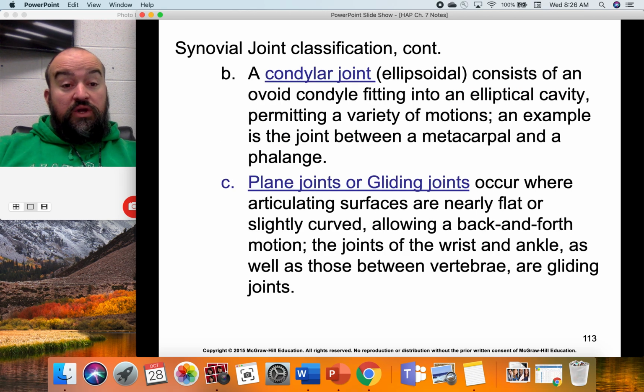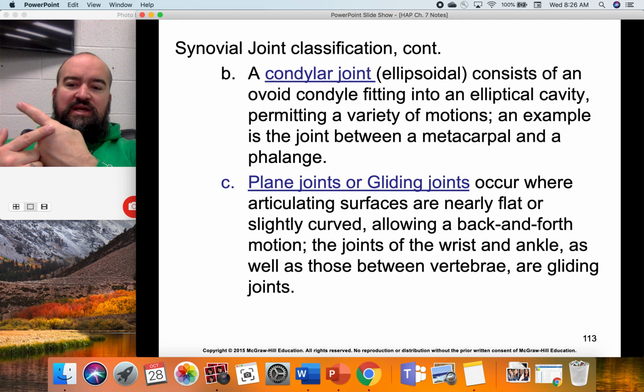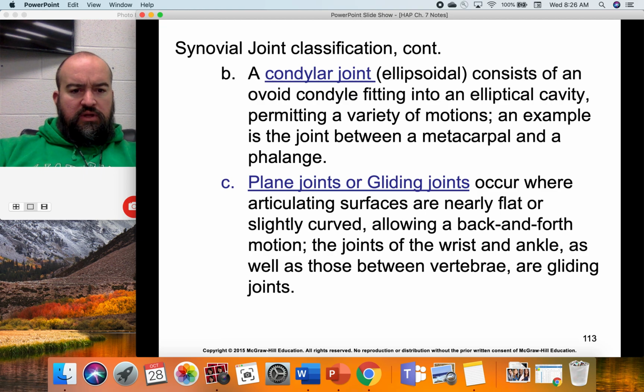Condylar or ellipsoidal joints are similar to ball and socket, but a little bit less range of motion. An example is the joint between a metacarpal and a phalange. So that's right here at your knuckle. You've got movement not just straight back and forth, but you can go in two planes.